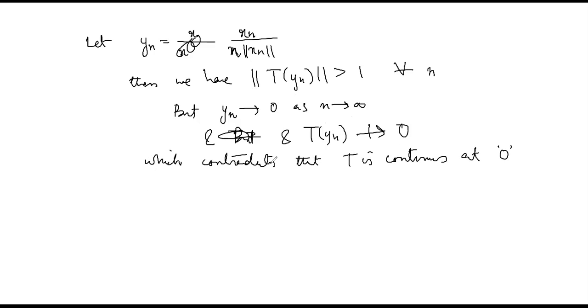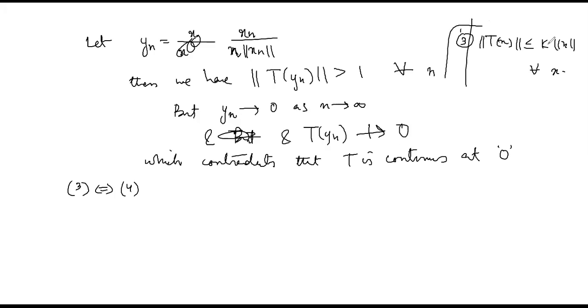So if T is continuous at the origin, then, as I have already said, norm of T of x is less than or equal to k times norm of x for all x. Now, 3 is equivalent to 4. What was 4? Let me see, I remember 3. This is our 3: norm of T of x is less than or equal to some k times norm of x, where k is a positive number. 4 is that T of S is bounded. If I take the unit ball, T of S, where S is all vectors belonging to X such that norm of x is less than or equal to 1, then T of S is a bounded set.